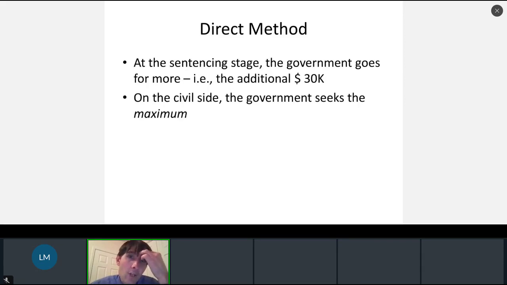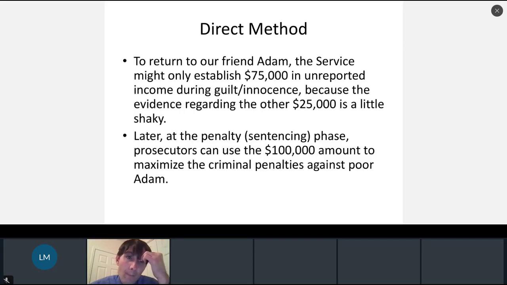At the sentencing stage, yes, the government goes for more, and they can. They can go for that additional $30,000. On the civil side, the government will always seek the maximum. So if it's $110,000, they're going for it because it's a lower standard altogether.